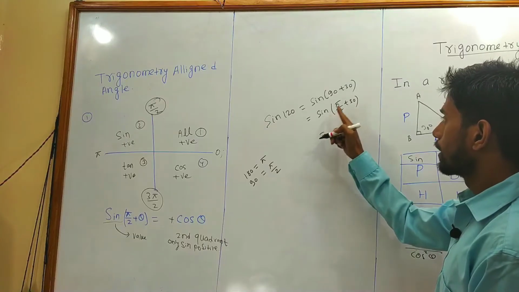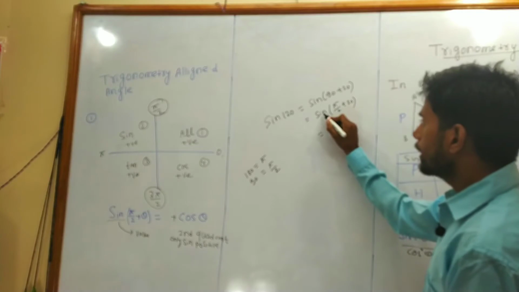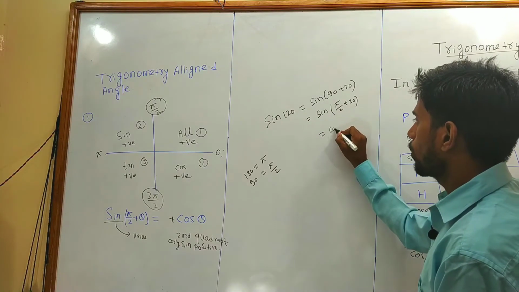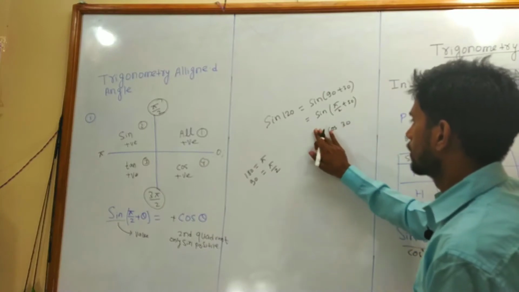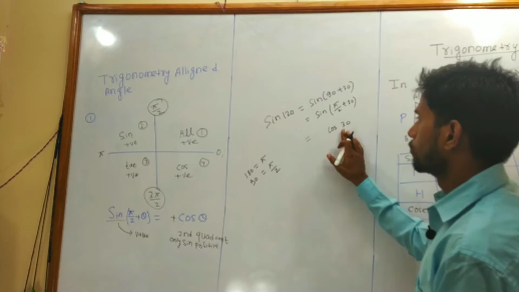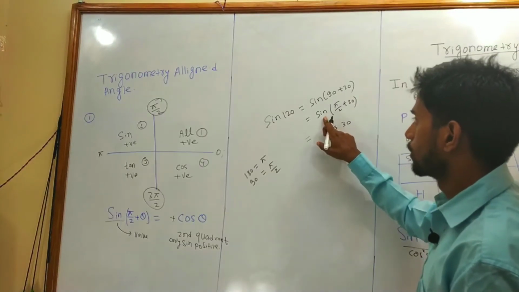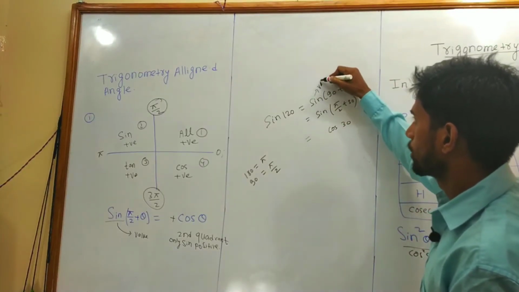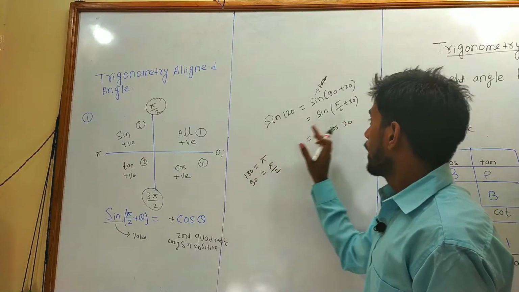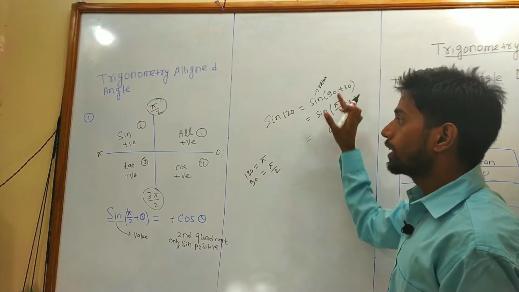So sin 90 plus 30 is, in 90 the value of sin will change and it will convert to cos 30. Whether it is positive or negative we have to check. We have to give the value to this sin value. What is given? Sin. So we have to give value to this sin. Now tell me, where does sin 90 plus 30 lie?